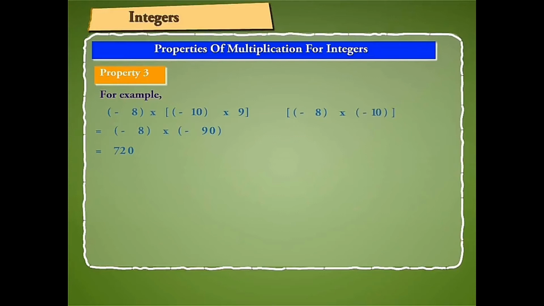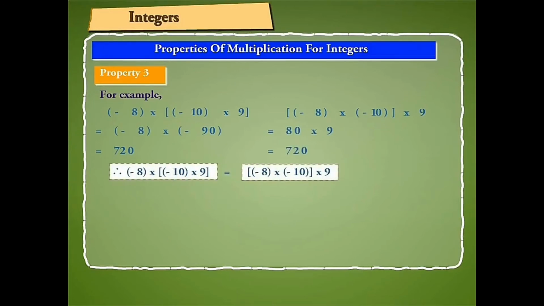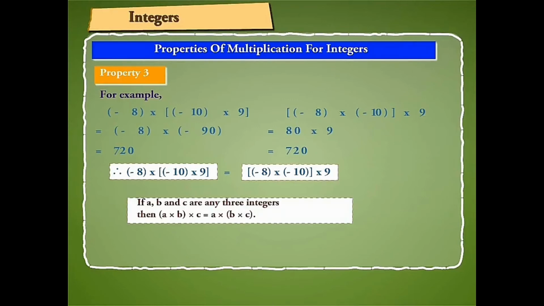And minus 8 into minus 10 into 9, that is equal to 80 into 9, that is equal to 720. Therefore, minus 8 into minus 10 into 9 is equal to minus 8 into minus 10 into 9. Thus, given three integers, they need not be multiplied in the order in which they are given. We can group them in easy combinations and find their product.